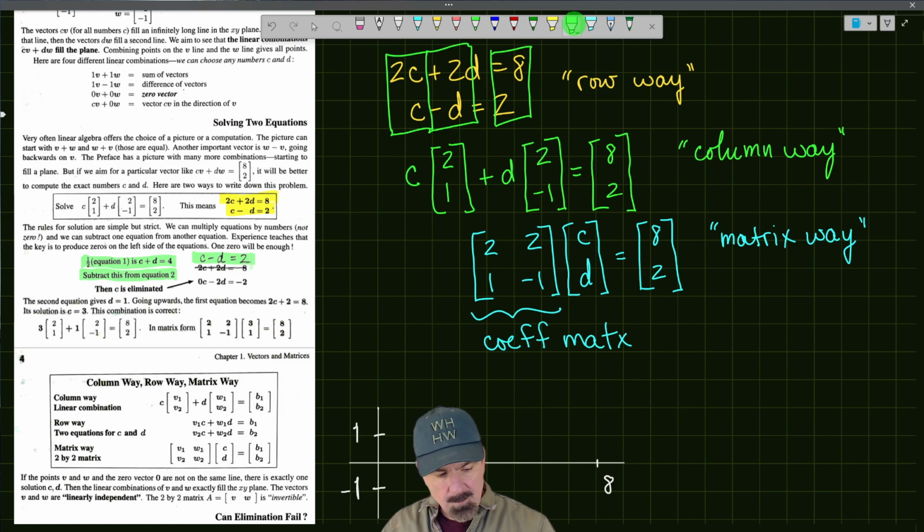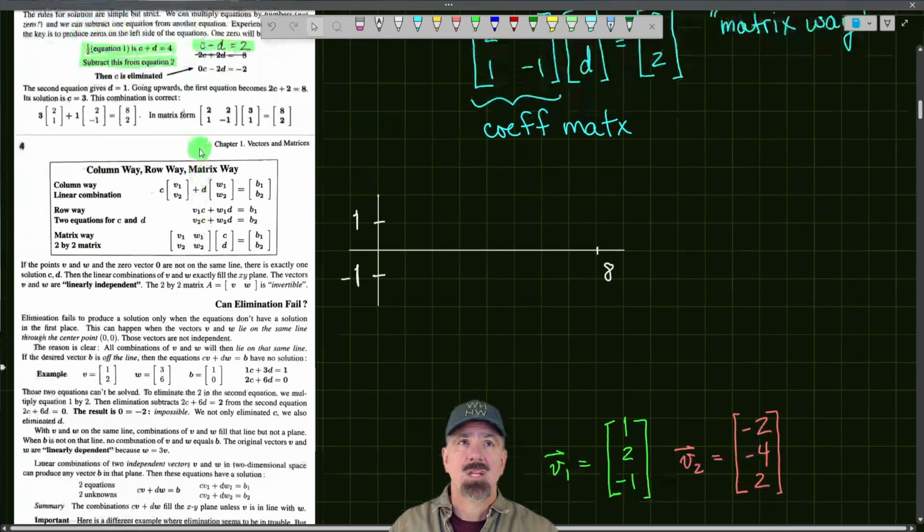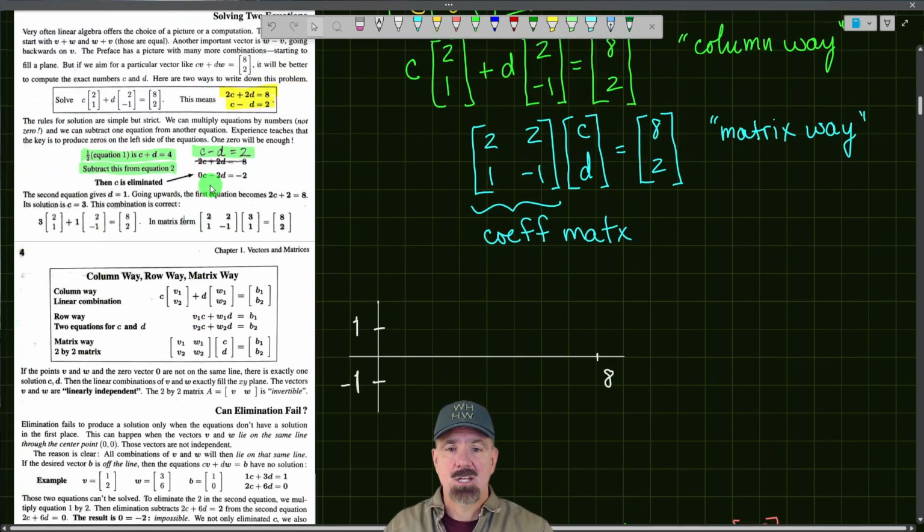So then he goes on to talk about what we just discussed, which is the column way and the row way and the matrix way of thinking about systems of equations. Let me go back for a second and just show you graphically what it is we're talking about. We have two vectors. We have the 2, 1 vector and the 2, negative 1 vector. And the question we're really asking is, is there a set of coefficients c and d such that I can build a linear combination of these two vectors that gives me 8, 2?